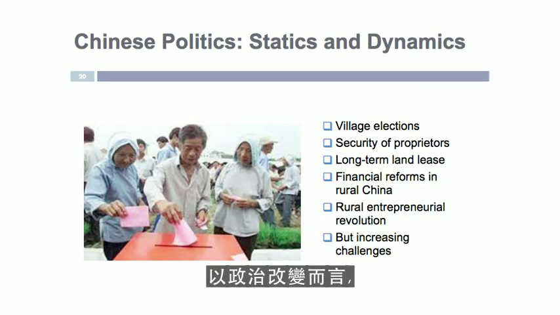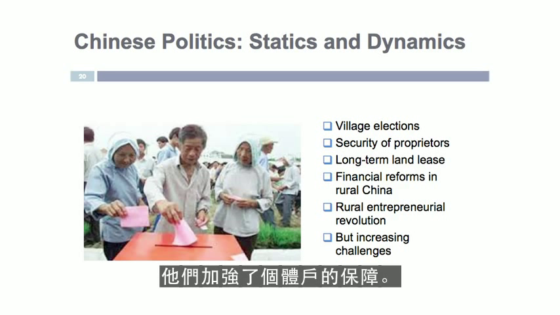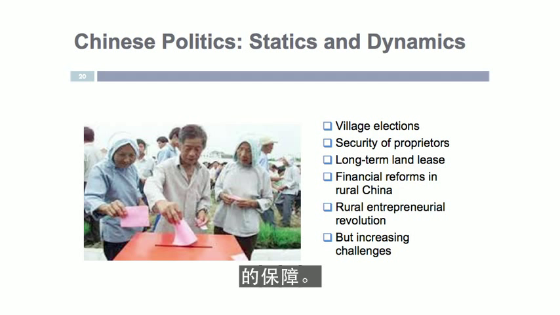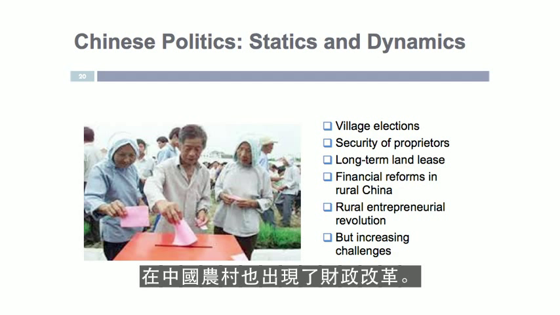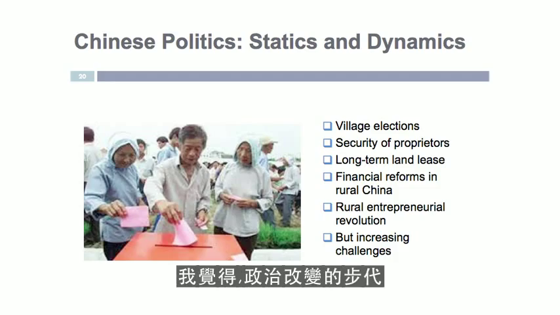In terms of the political changes, they have introduced village elections, they have increased the security of proprietors, and they have increased the security with the long-term land leases. There are also financial reforms in rural China. There is also a rural entrepreneurial revolution in China.